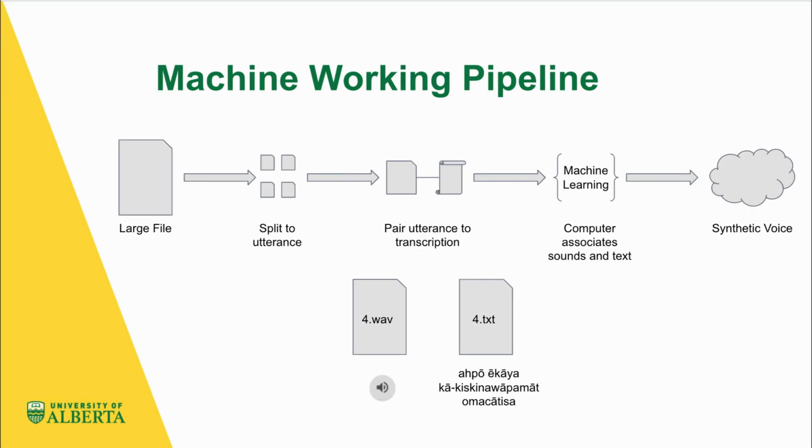So to just reiterate the pipeline again, we have generally a large file of sound. We split that up into individual utterances. We pair those utterances with a transcription. And the way that we do this is really simple. We just name them the same thing. So, for example, 4.wave and 4.text, because they have the same name, just the number 4, we know that that text file goes with that wave file.